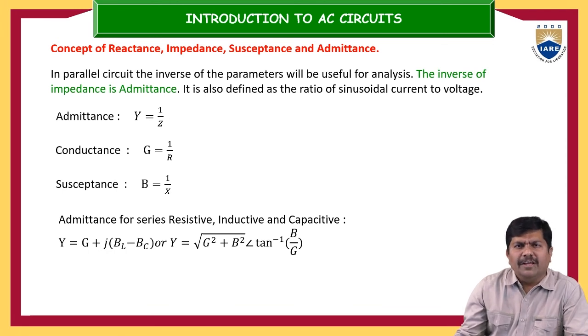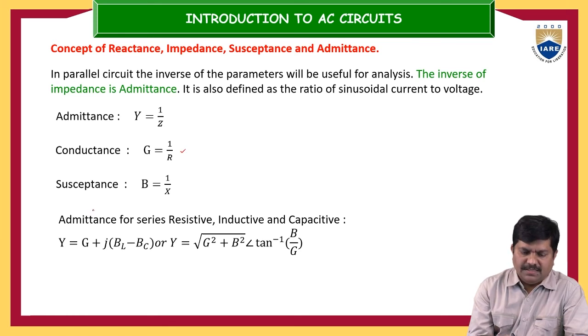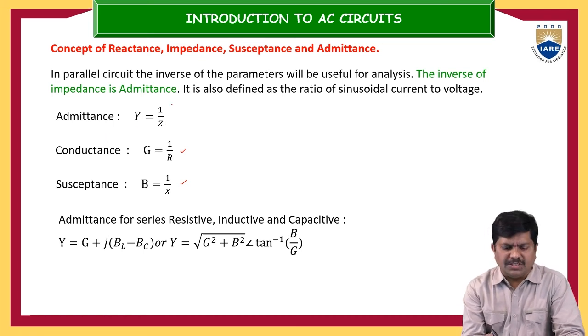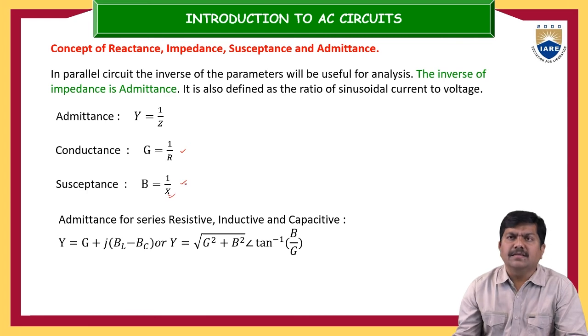In addition to impedance and resistance, we can define other parameters: admittance, which is the reciprocal of the impedance; conductance, the reciprocal of the resistance; and susceptance, the reciprocal of the reactance. These are very simple cases. If you know the impedance of the line and want to know the admittance, just take the reciprocal. Similarly, conductance is the reciprocal of the resistance, and susceptance is the reciprocal of X, the reactance.